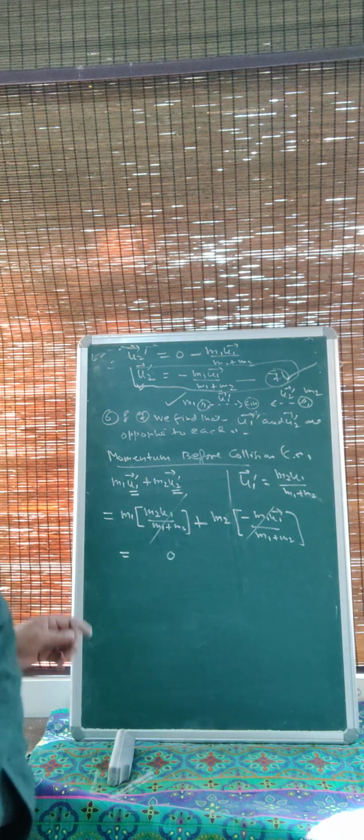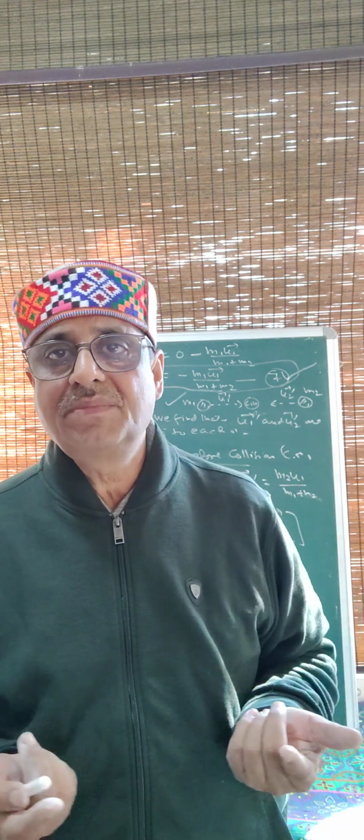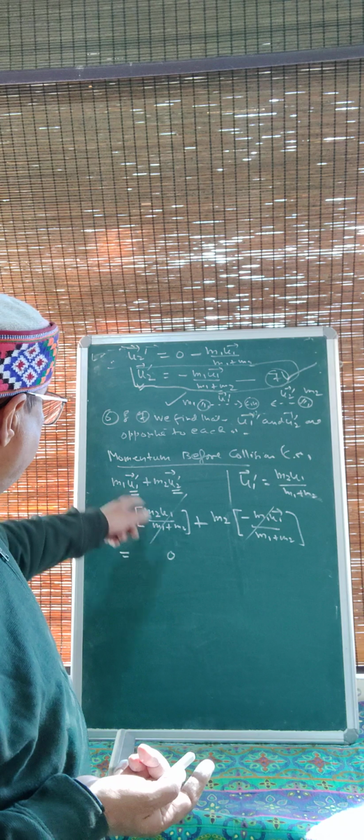Both of these will cancel and this is equal to 0. So you have this. Therefore, zero momentum before collision in the center of mass. So what happens in the center of mass frame of reference? Once m1 is coming from this side, m2 is coming from this side, and once they collide, the initial momentum before collision comes out to be 0.